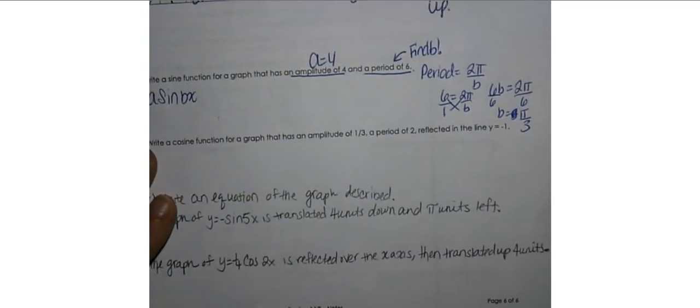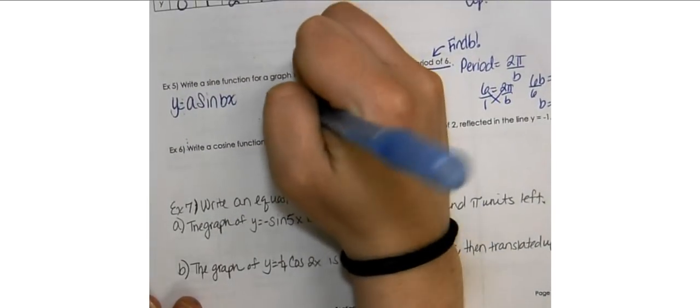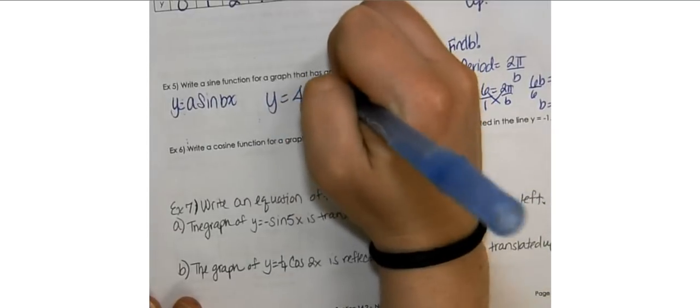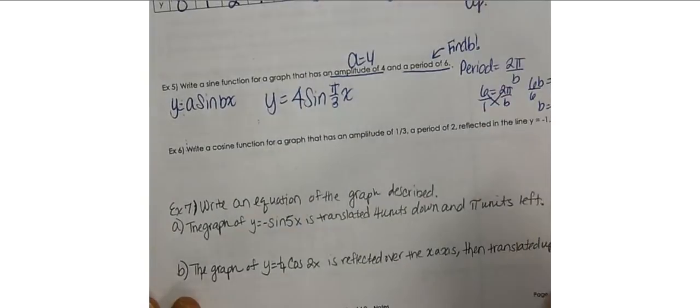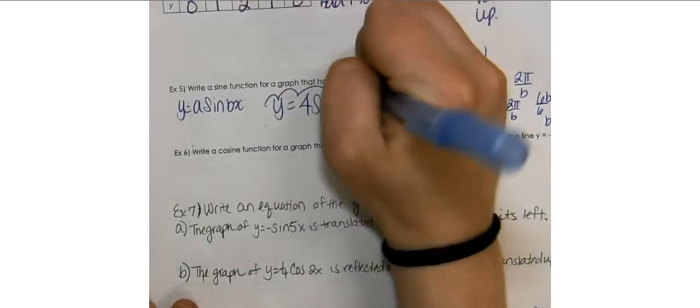So because it's equal to pi over 3, I'm going to write, and I know that my a value is equal to 4, I'm going to write my function as y is equal to 4 times the sine of pi over 3 times x. And there's my answer. Let's go ahead and look at example number 6.